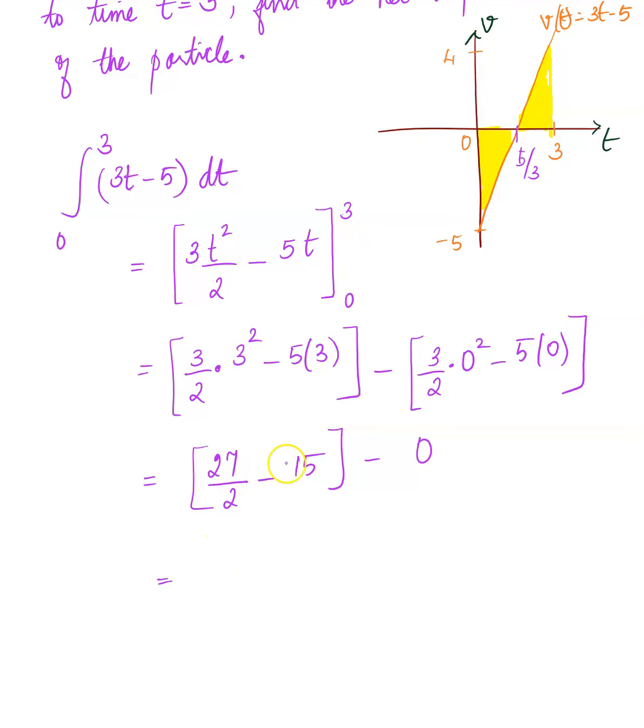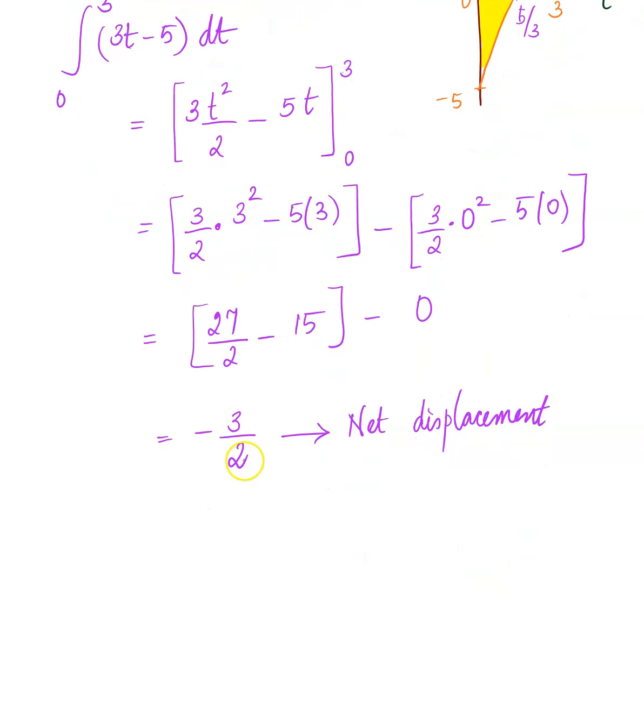You get negative 3 over 2. Simplify it, of course. And that is a negative value. This gives us the net displacement. And if I were to attach units to this, remember this is the distance, right? So it's going to be negative 3 over 2 meters because it's measured in meters per second. So negative 3 over 2 meters would be the net displacement of the particle.